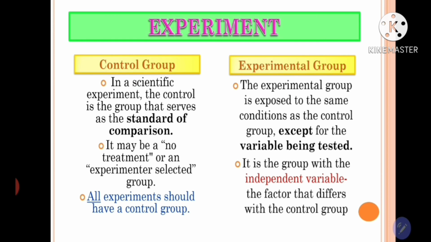As I said, when we say control group, in a scientific experiment, the control group serves as the standard of comparison. So our observation from the experiment should be compared to the control group. It may be no treatment or an experimenter-selected group. So no treatment is used, which is why all the variables are kept the same. While in the experimental group, our independent variable is manipulated by the experimenter to come up with a result that can be compared to our control group.